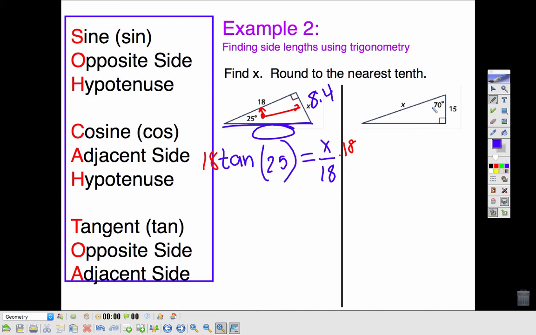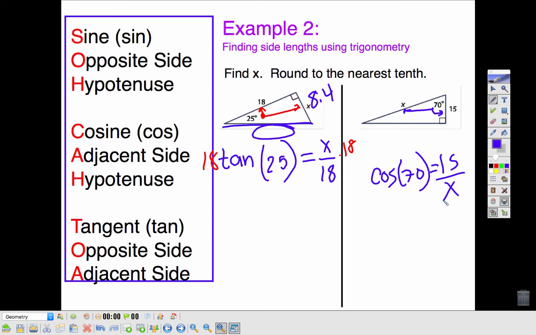So this time, we're using 70, and we have this and that one. So what do we have? We have the adjacent and the hypotenuse. So what are we going to be using? So we're going to be doing cosine this time. Cosine of 70 equals, what's the adjacent? 15. 15, and what's the hypotenuse? X. This one you have to do a little bit different.